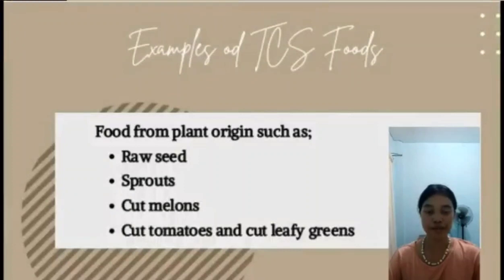Then let's proceed to number 3. Food from plant origin such as raw seed sprouts, cut melons, cut tomatoes, and cut leafy greens. So, sprouts are on the list because they have the potential to be hazardous when consumed. The ideal growing environment for sprouts is moist and humid, the same conditions that encourage bacterial growth. This, combined with the fact that sprouts are often eaten raw, makes them a potential cause of foodborne illness.